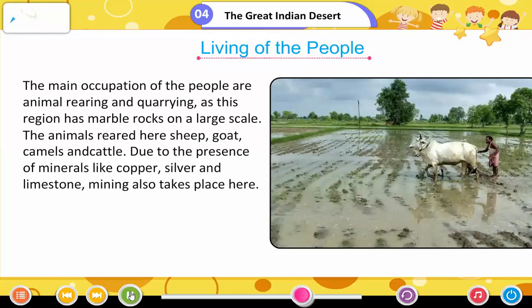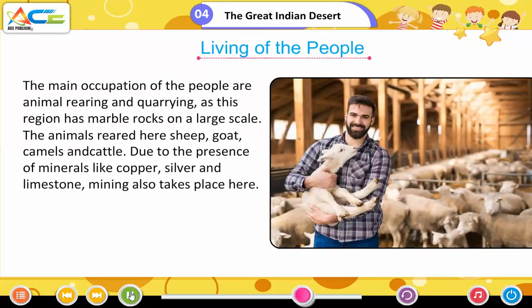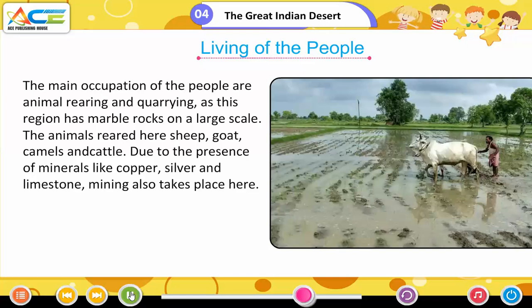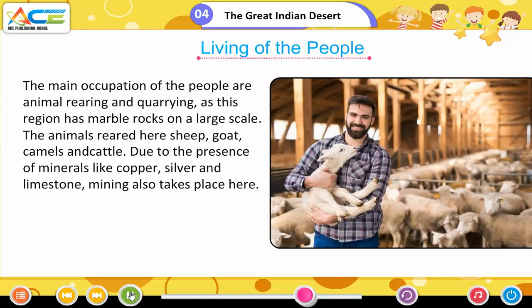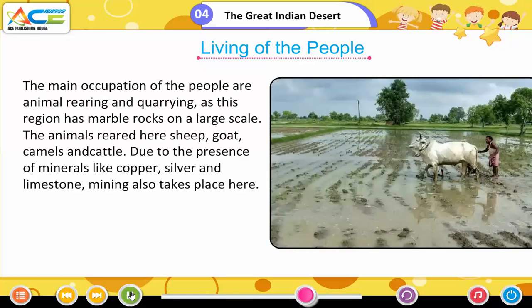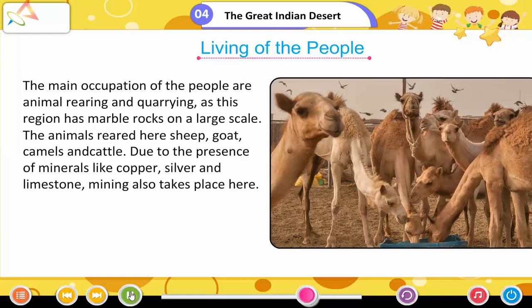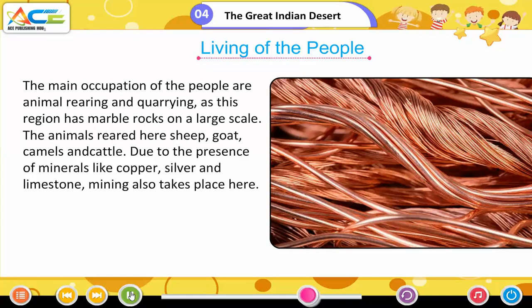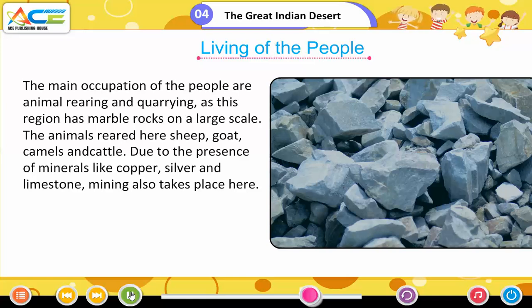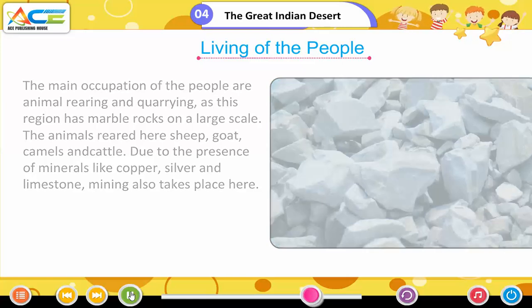The main occupations of the people are animal rearing and quarrying, as this region has marble rocks on a large scale. The animals reared here are sheep, goat, camels and cattle. Due to the presence of minerals like copper, silver and limestone, mining also takes place.